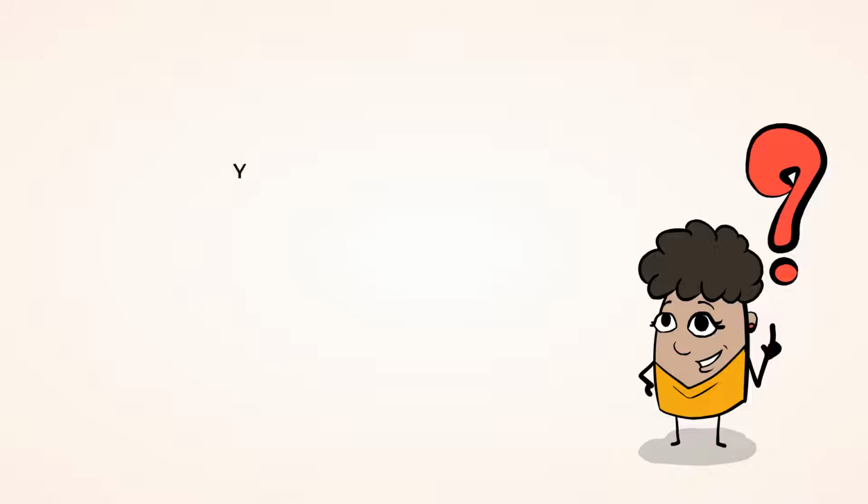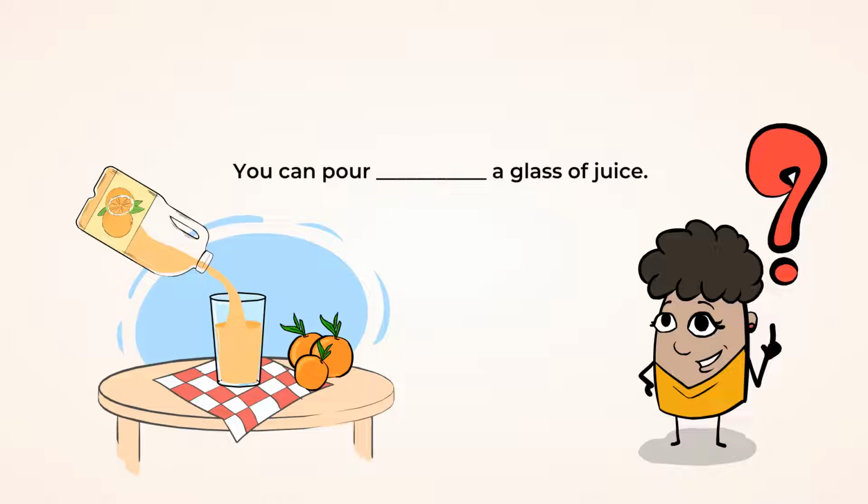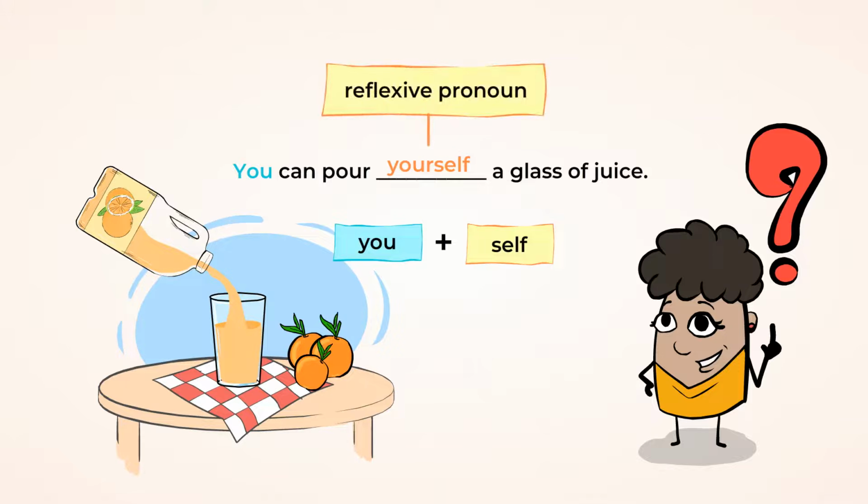What reflexive pronoun should we use in this sentence? You can pour blank a glass of juice. The subject is you. You are the one pouring the juice. And because you are the same person later in the sentence, we need the word yourself. You can pour yourself a glass of juice.